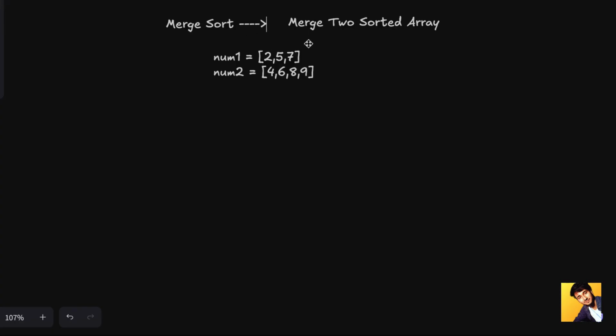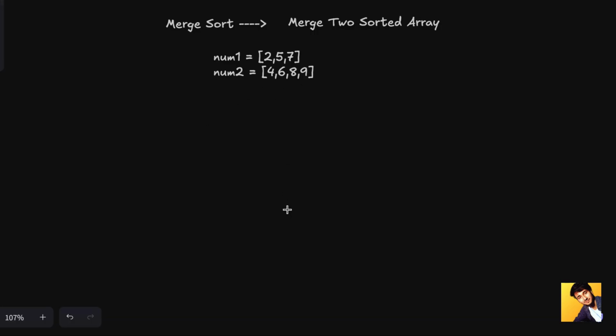So before doing merge sort, we have to know how to merge two sorted arrays. We'll come to how this leads to merge sort. First we'll learn this problem of merging two sorted arrays. So how will we go about doing this?